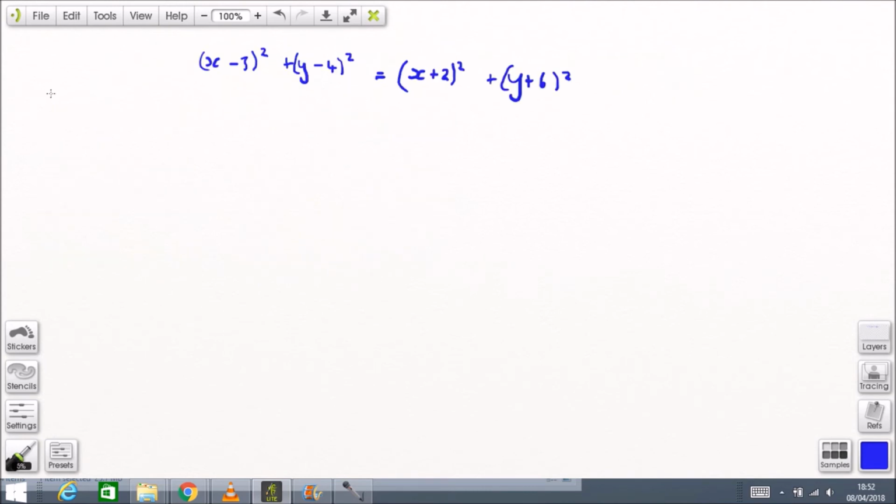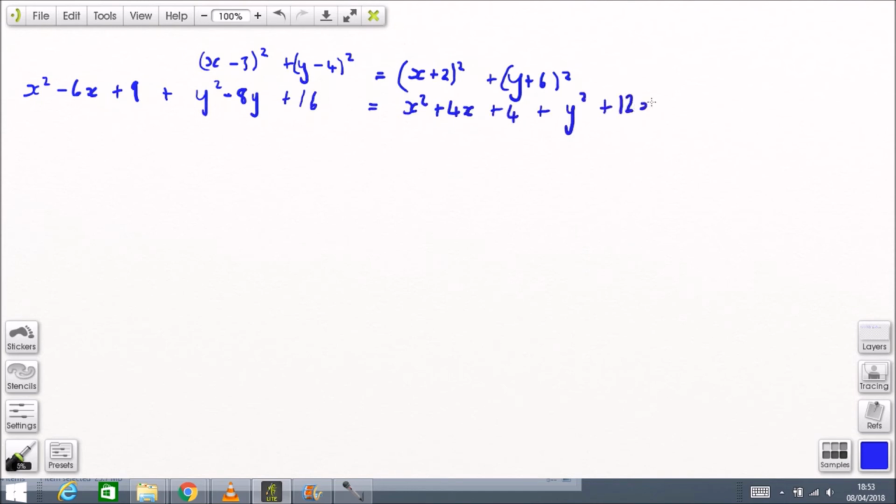Just a bit more space. Expanding all these brackets, just using quadratic expansion, and then I'll need to cancel off the like terms on both sides, and lastly I'm going to shift all the x terms to the right, all the constant terms to the right, oops, that should have been a y, all the y terms to the left.